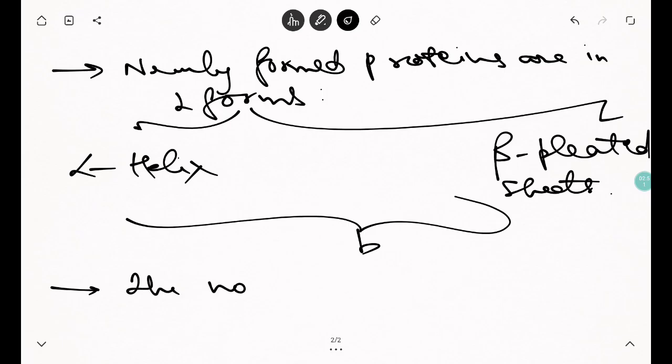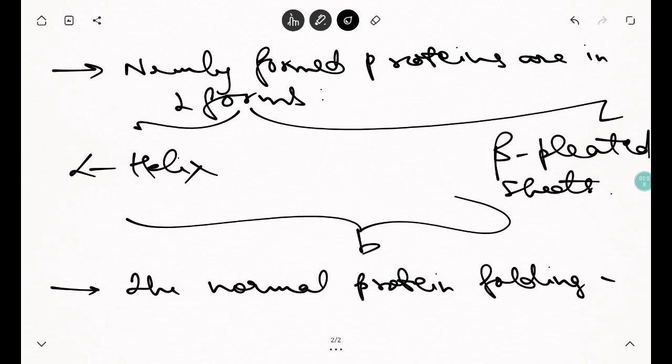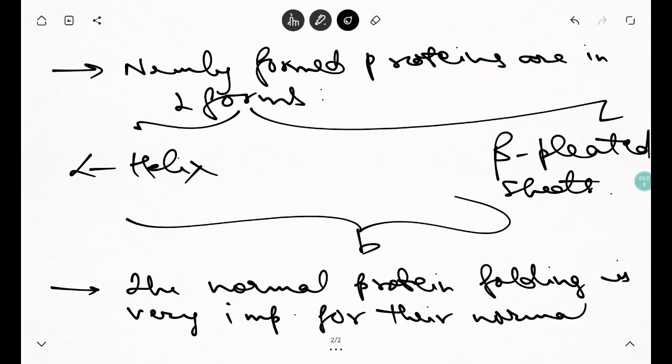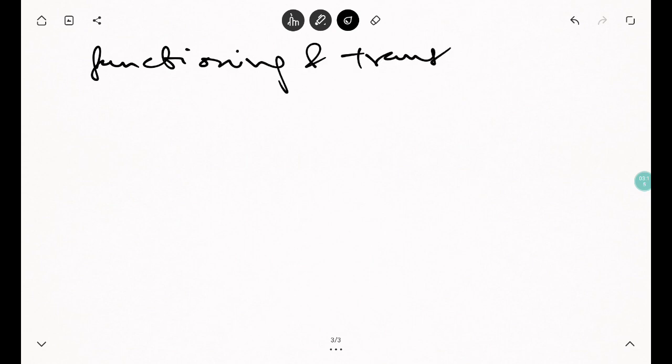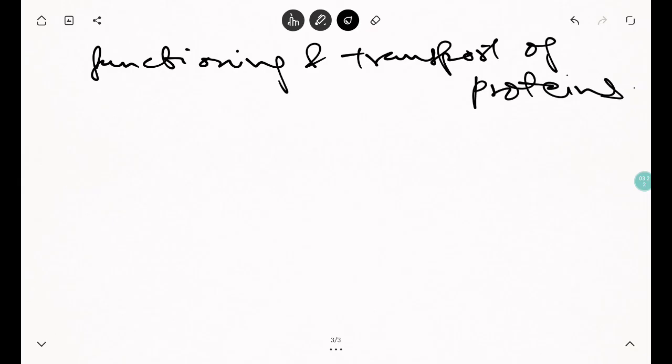So the normal protein folding is very important for the normal functioning and transport of proteins. Easy? So let's move ahead.